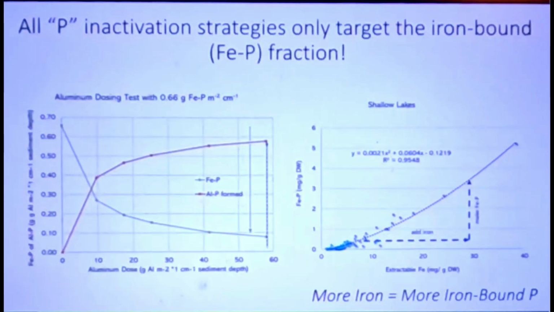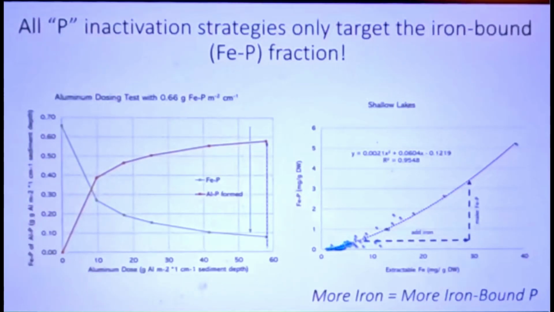So what am I saying here? The point that we want to make, all phosphorus inactivation strategies only target the iron-bound fraction. Remember I showed you, as we add aluminum or any other phosphorus-binding agent, it actually trades the iron for aluminum, making iron available for something else. But when there's not a lot of iron, there's not a lot of else. Organic is the other else. So the bottom line is, more iron equals more iron-bound phosphorus.